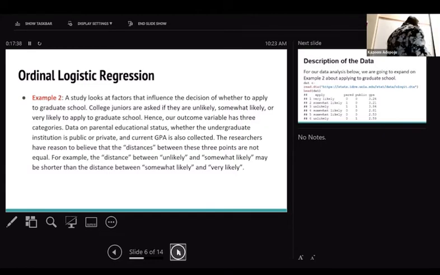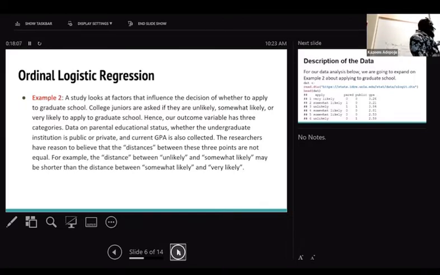Because the distance between unlikely and somewhat likely will be smaller than the distance between somewhat likely and very likely. The distance between somewhat likely and very likely will be larger than the distance between unlikely and somewhat likely. Those are ordered. Now, what are the predictors?